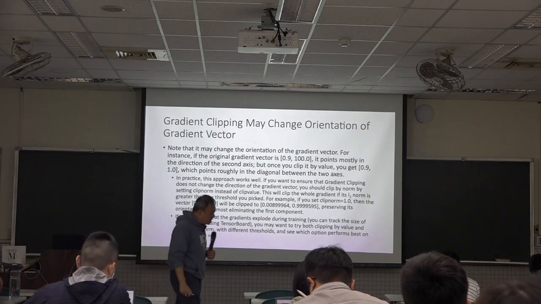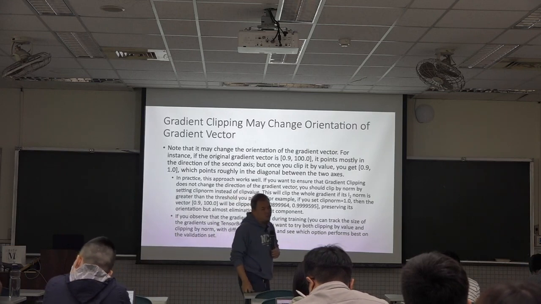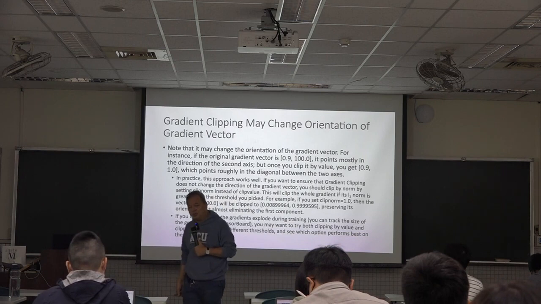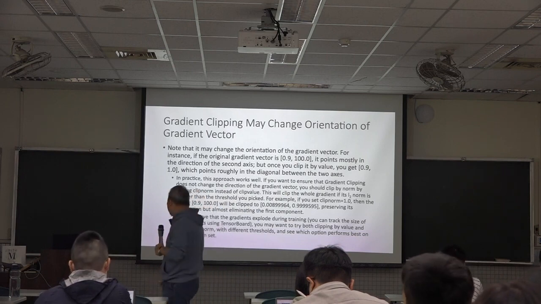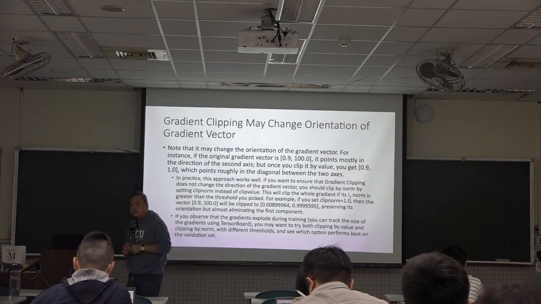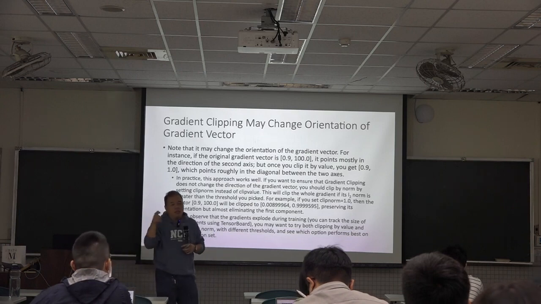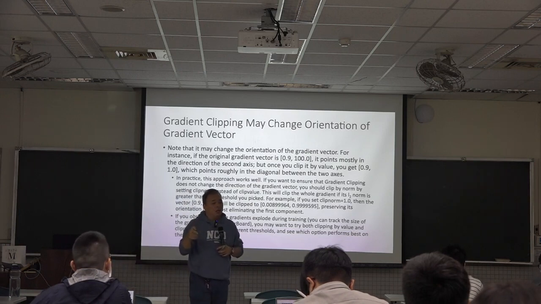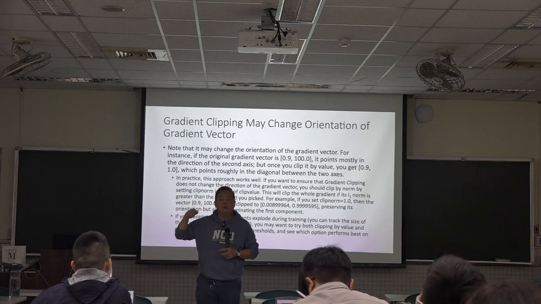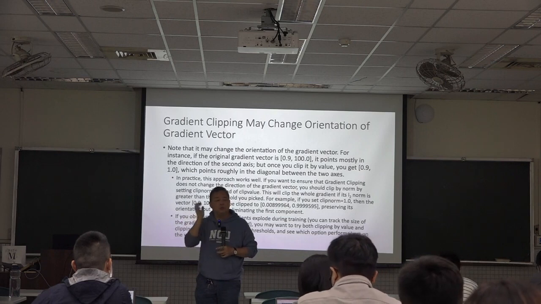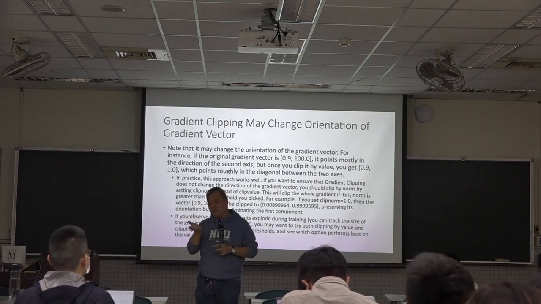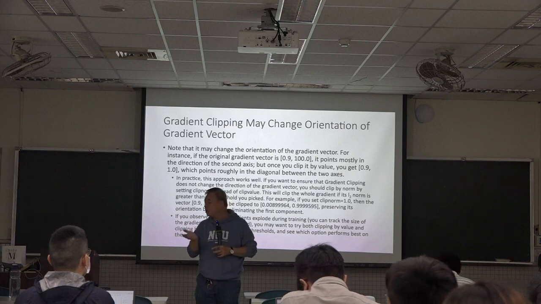This clip by value has some issues, okay? What issue may it have? Remember, in gradient descent, the direction of the gradient is important because it indicates where we should move to find a lower place of the cost function, right?